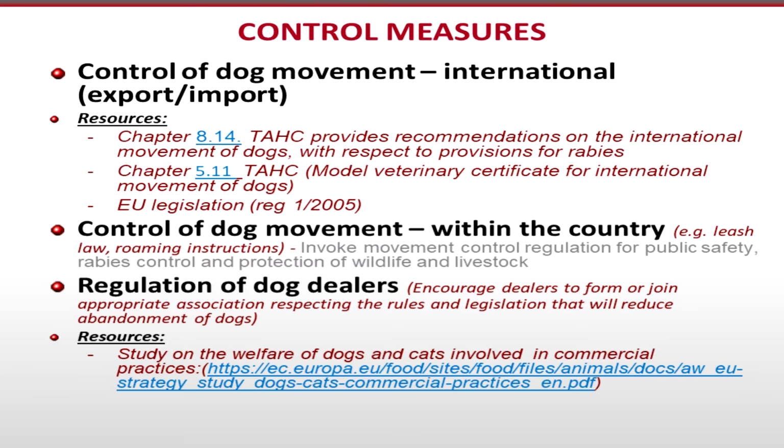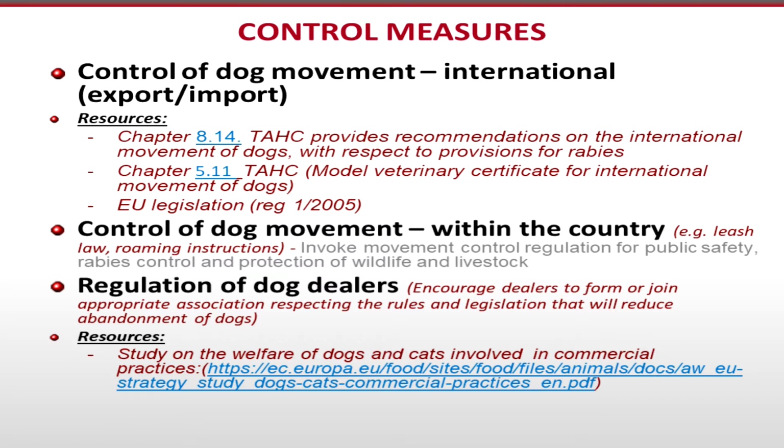You can also control them within the country. And here is where you should invoke movement control regulation for public safety and rabies control. Again, here you have to use the legislation. Your legislation should be able to allow you to invoke the control of local animal movement. You can use leash laws, roaming instructions, like in town, the dogs may not be allowed to walk without a leash. And these are tools that you can use.